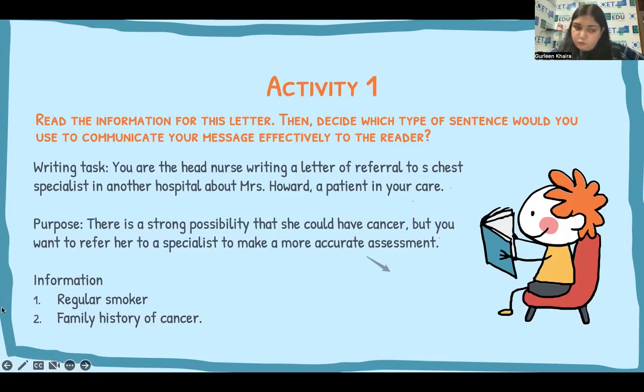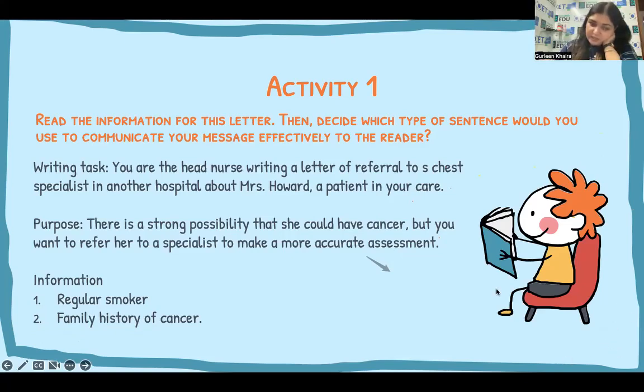The two pieces of information that you have to include are that she is a regular smoker and she has a family history of cancer. Now, my first question to you, are these related? Should we write them as two simple sentences or should we combine them? We can combine them. Wonderful. Can I request you to type in your answers in the chat box? Combine it. Okay, very good.